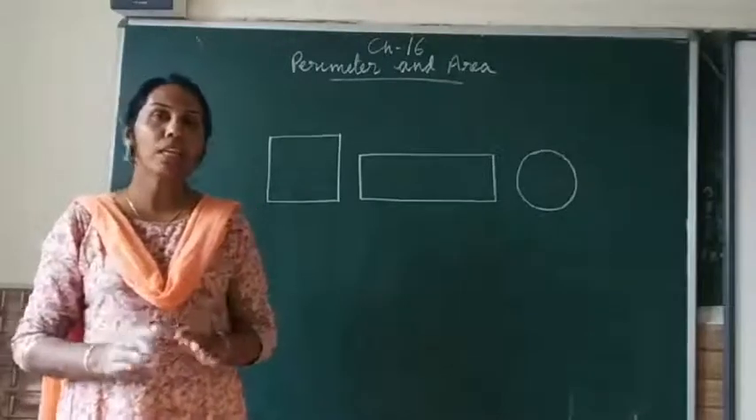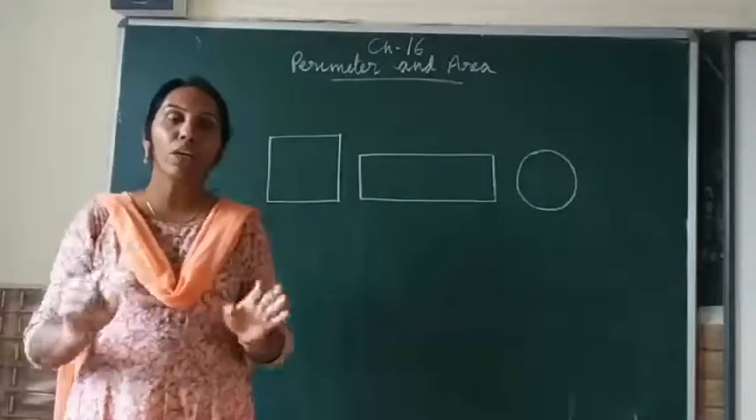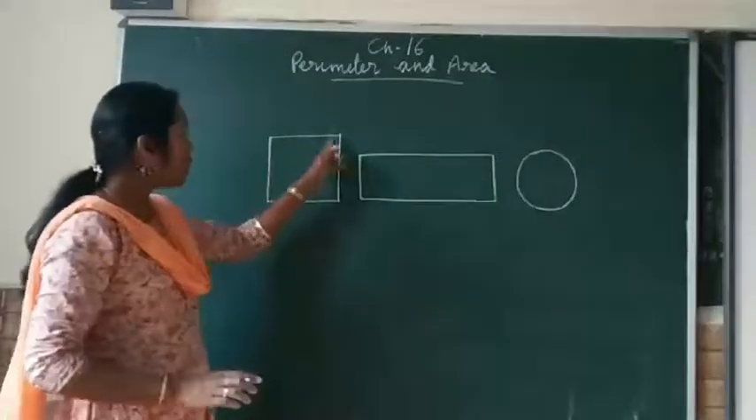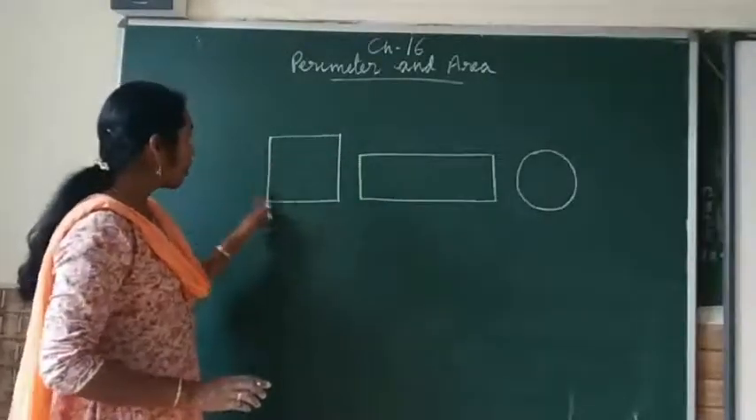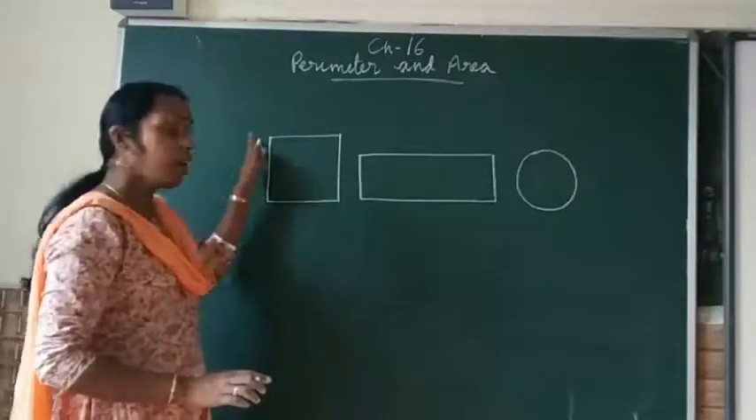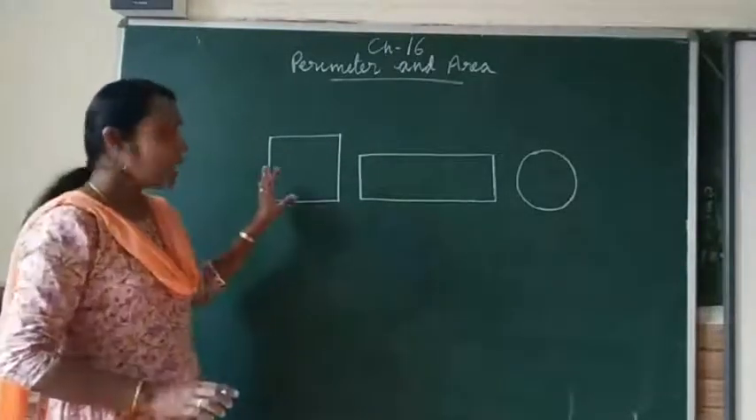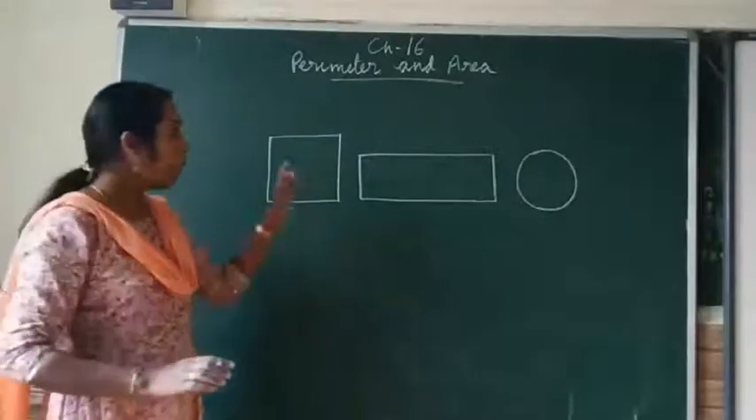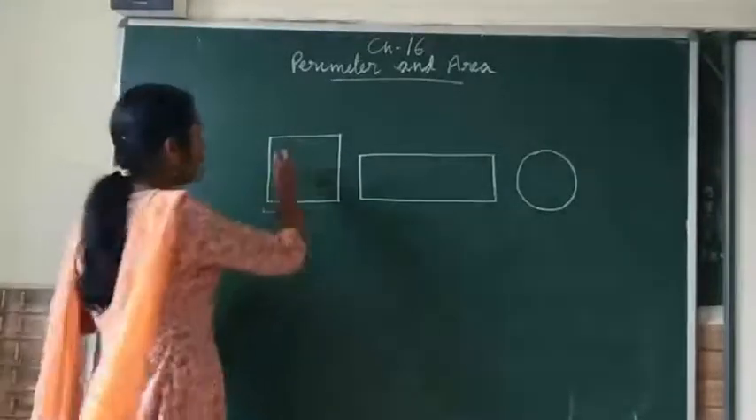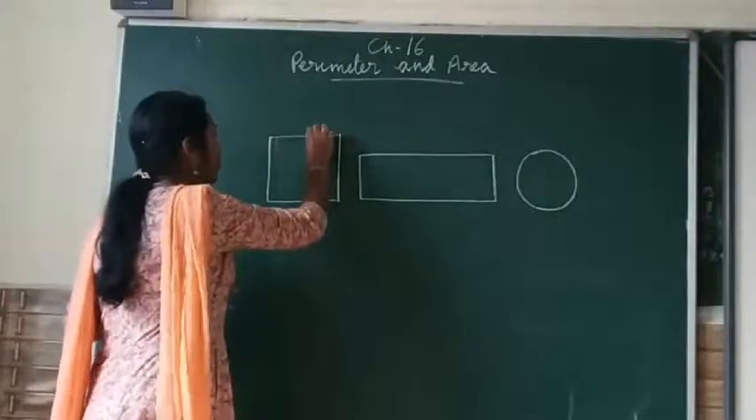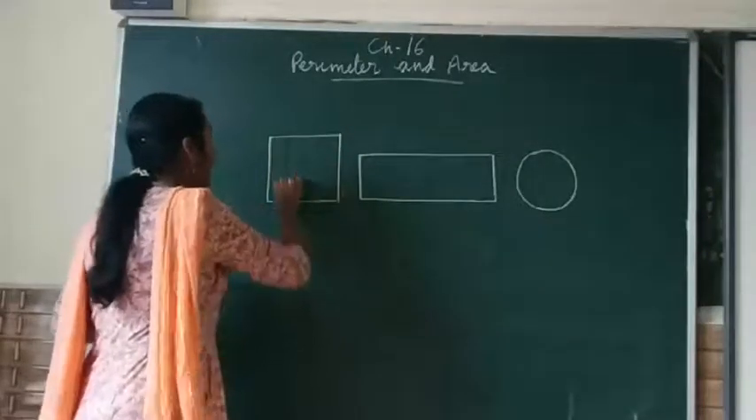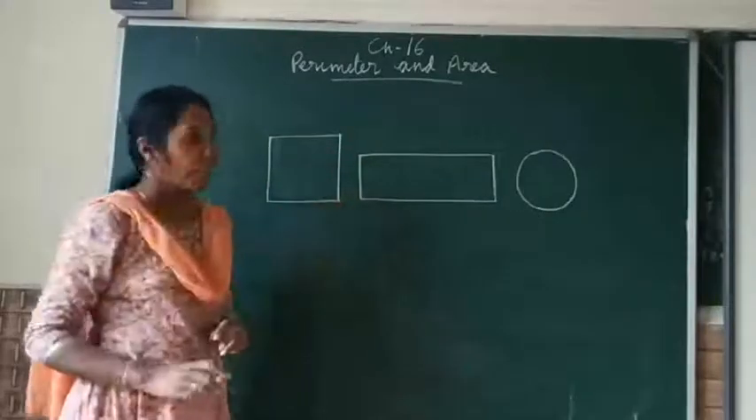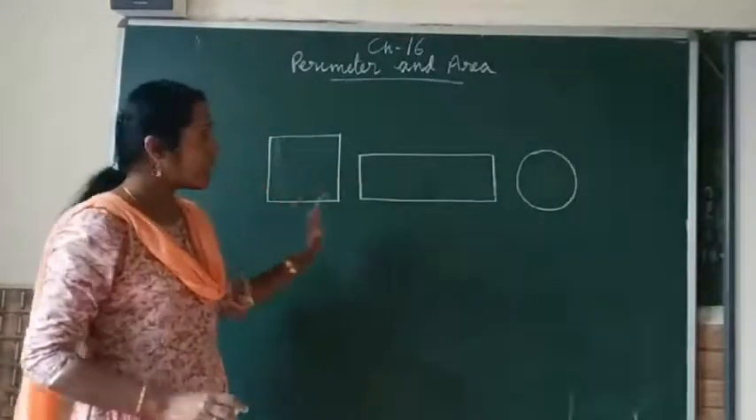So perimeter is the length of boundary of a particular geometrical figure. Consider this square, the sum of all the sides of this square. These lengths will give you the perimeter. Whereas the area is the area enclosed between the boundaries. The total area enclosed, this part is the area, whereas the perimeter is the length of the boundary. In the case of rectangle also same.